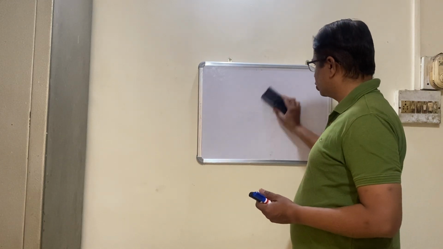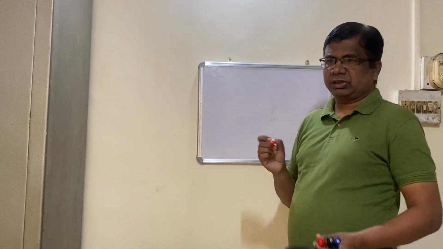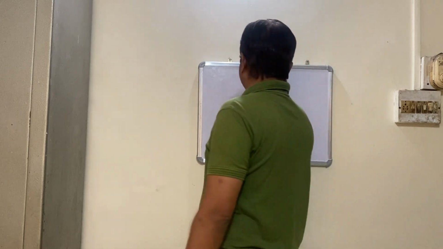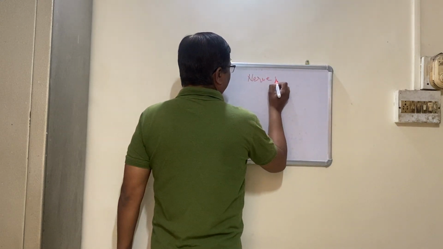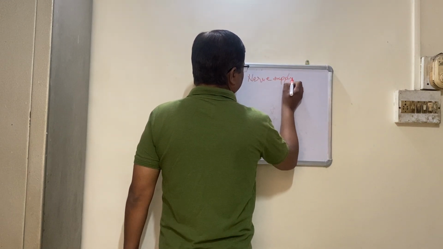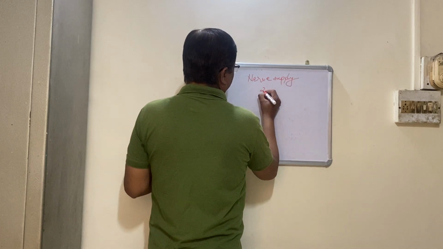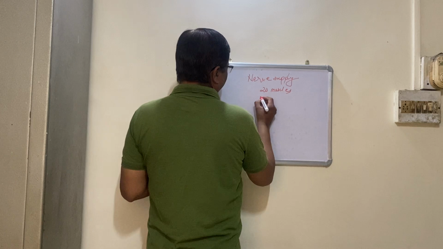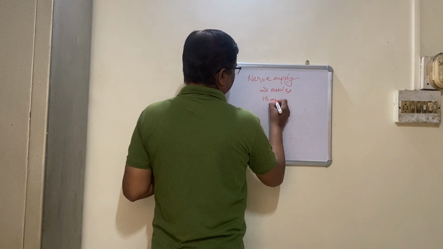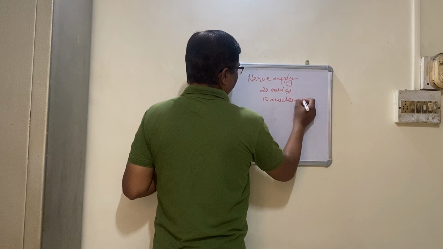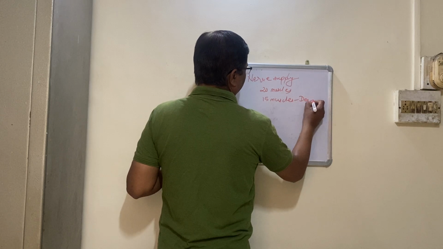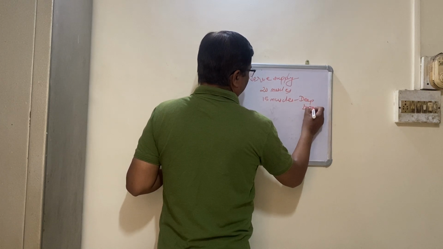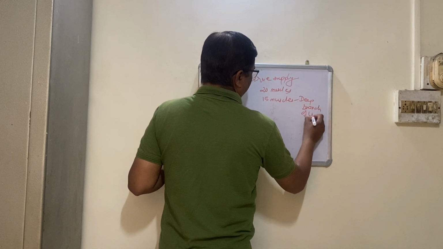Now coming to the most important aspect of these muscles, the nerve supply. Please be very careful while understanding this. The nerve supply of these muscles is very important. Now you know that there are 20 muscles here in the hand. Of these 20 muscles, 15 muscles are supplied by the deep branch of ulnar nerve.